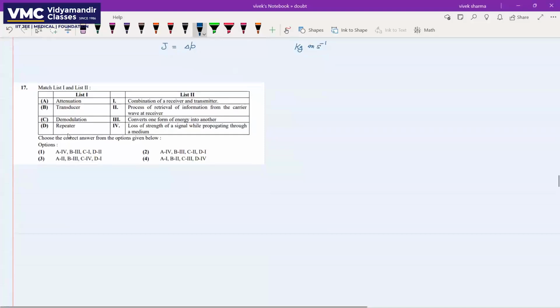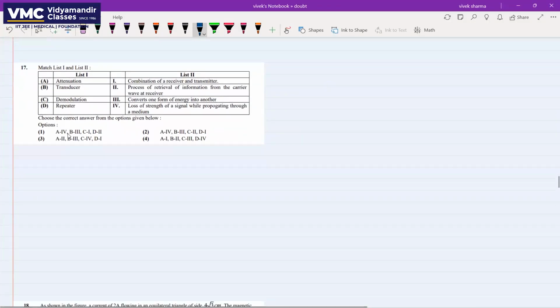Question number 17, communication system based question. As we know, attenuation is the loss of signal. Transducer converts one form of energy into another. Demodulation is the process of retrieving of information. And repeater is a combination of receiver and transmitter. So correct option will be 2. Answer is 2.